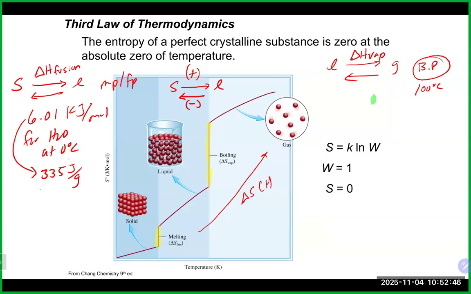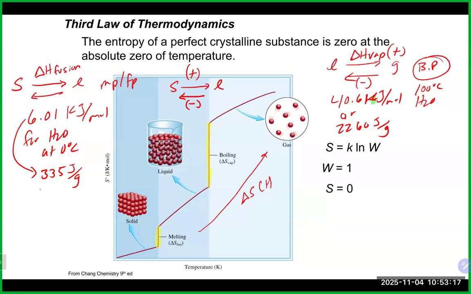Over here, this is 0 degrees Celsius. And at 100 degrees Celsius, it is something like 40.6 kilojoules per mole, give or take, depending on your book, or about 2260 joules per gram, which is the heat of vaporization for water. And it's the same idea. It is a positive number as you go from liquid to gas. It is a negative version of those numbers as you go from gas to liquid.